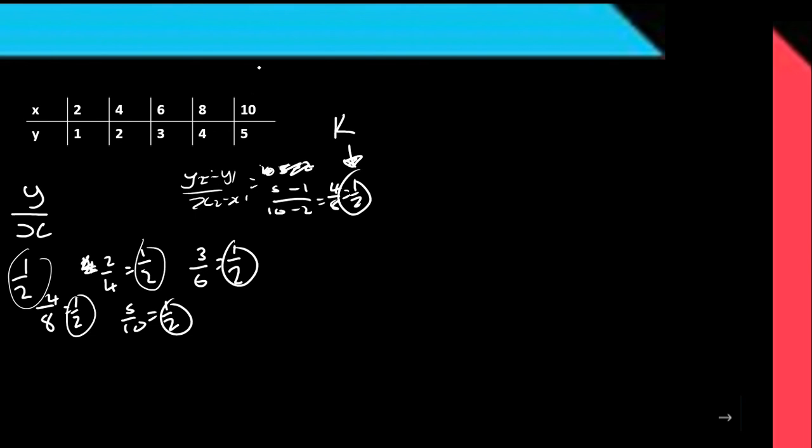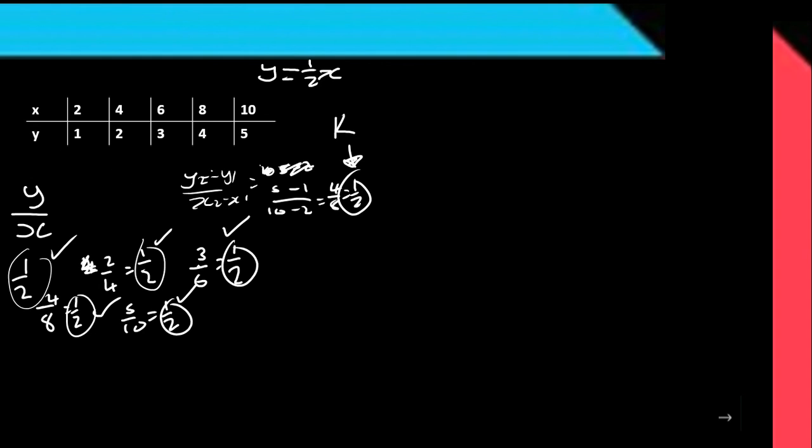So essentially, the equation is y equals a half x. If it's direct variation, which I've proven, it doesn't have any x or y intercept in terms of it passes the origin. And I can back this information up by actually graphing this information.